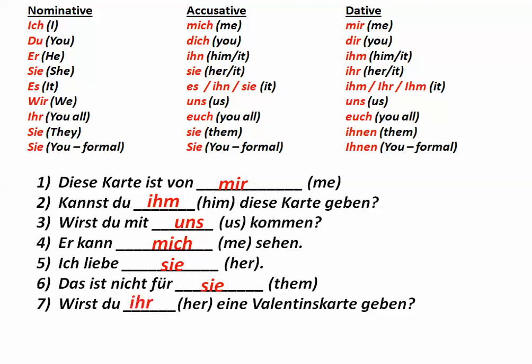Wirst du ihr eine Valentinskarte geben? So you're giving the Valentine's card to her, so her is the indirect object.